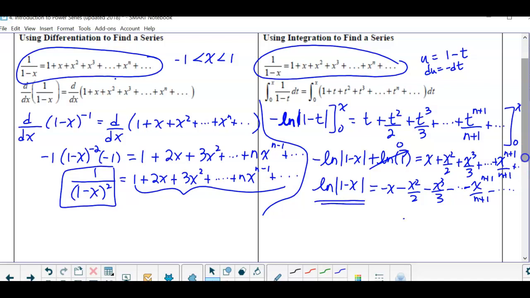Now remember that in this case, x has to be less than 1, greater than negative 1. If we think about that, if x is less than 1, this will never be negative, so we don't need the absolute value signs. So there's another approximation of ln of 1 minus x. That's what this series approaches. Or vice versa, you can show ln of 1 minus x as this series. So those are some power series.